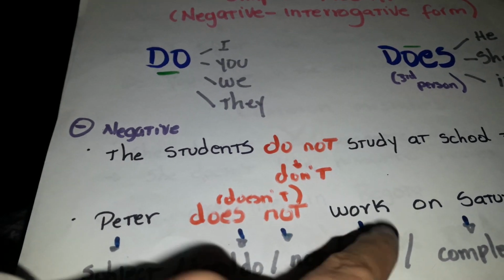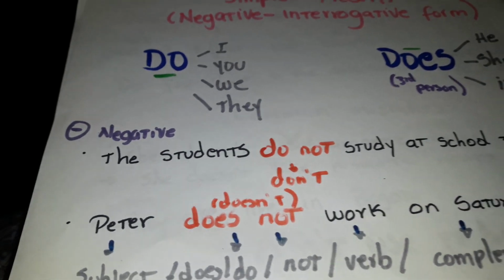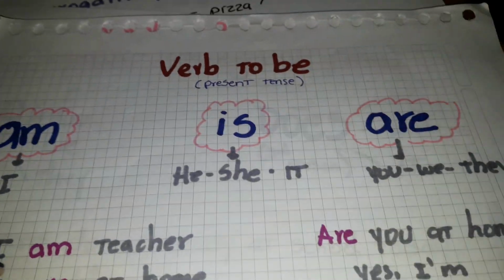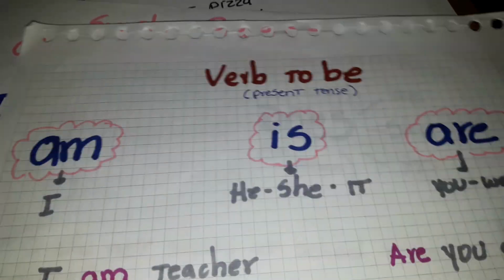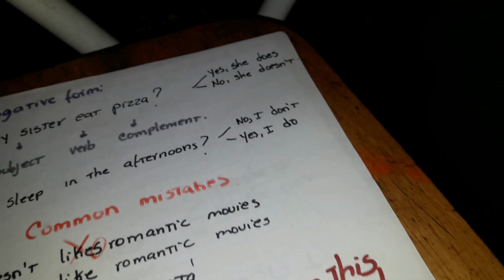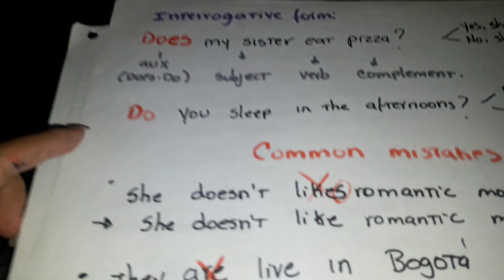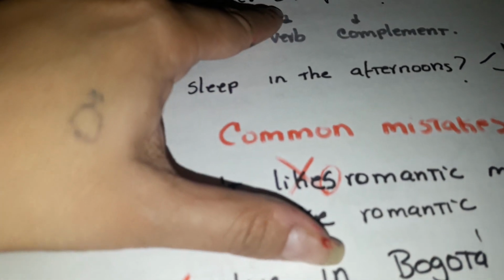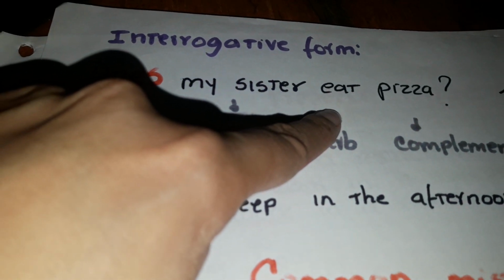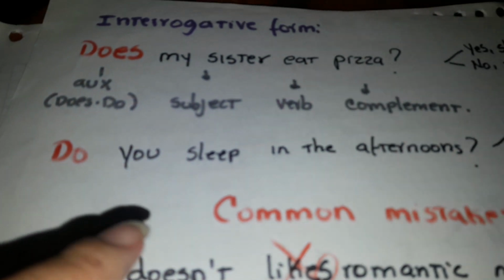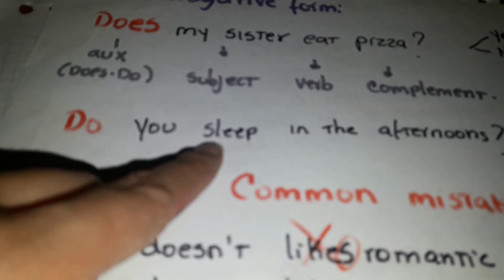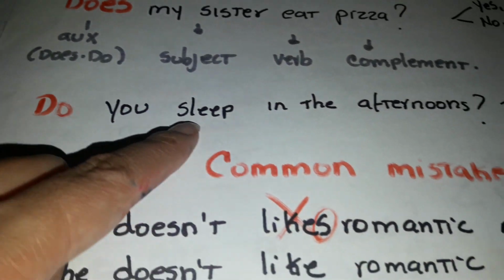When the activity requires to be in present, please don't use do and does. Not. It is to be in present. Use am, is, or are, because don't mix it. It's so important. This is the interrogative form. When do you use do or does? Remember, don't use them with to be. Does my sister eat pizza? Our verb in this case is eat. Or do you sleep in the afternoons? Our verb in this case is sleep.